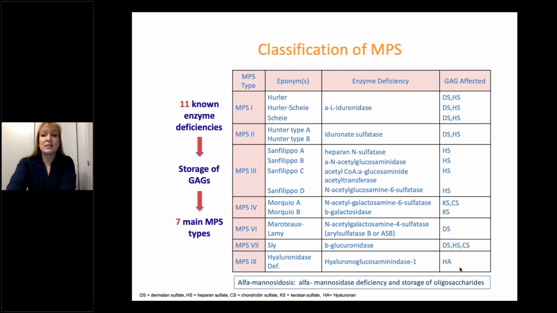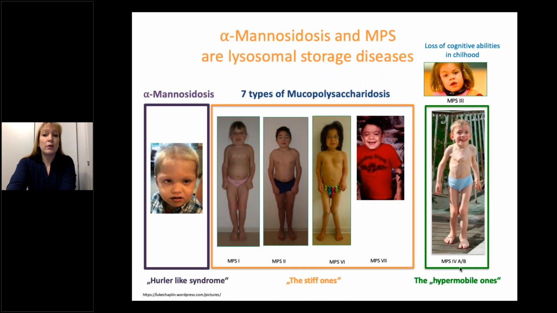And these are the diseases that are storing heparan sulfate, and for this reason may have or can have CNS involvement, because the heparan sulfate is the cause of that. So again, just to summarize, we have the alpha-mannosidosis that looks like a severe MPS 1 patient.